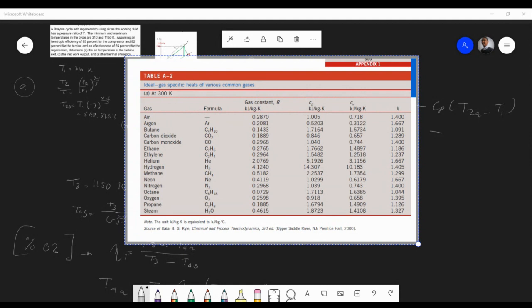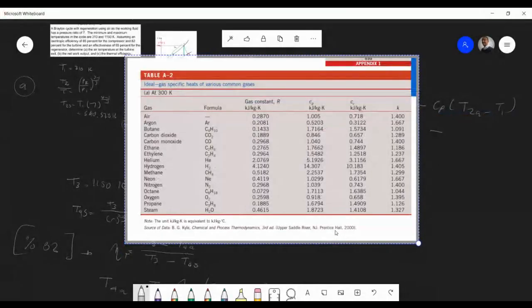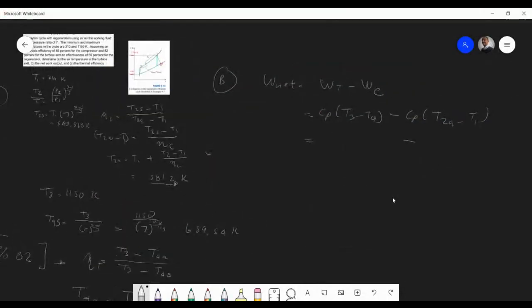Obviously, what you must always know is that if your gamma decreases, your thermal efficiency will decrease. So there are things like that you need to know. Nevertheless, our CP value here is 1005. T3 is already given here. It's all actual values here.